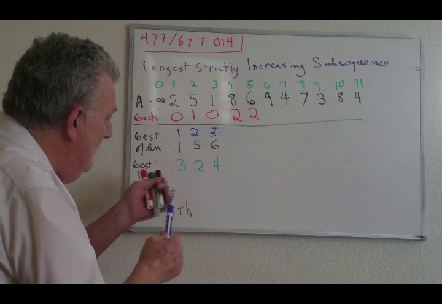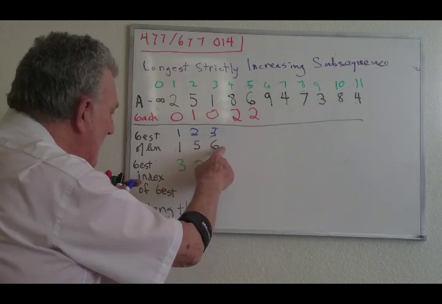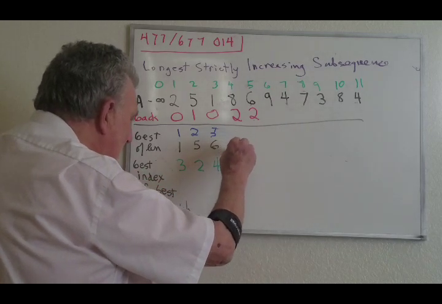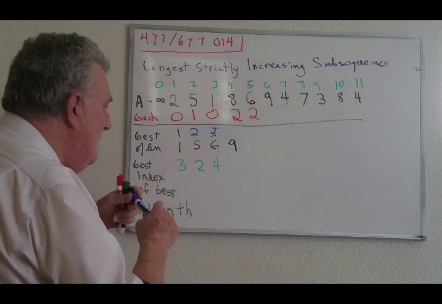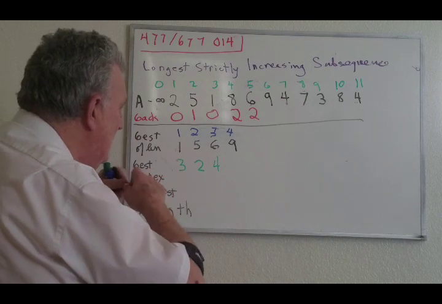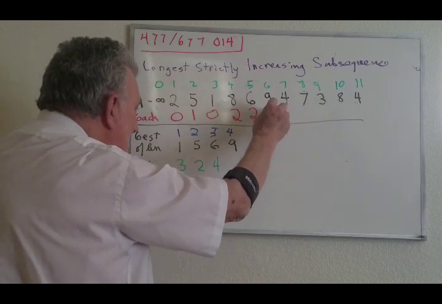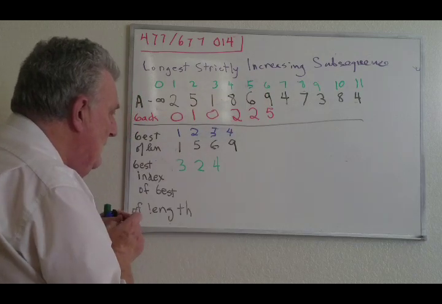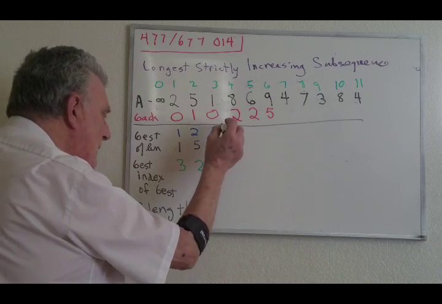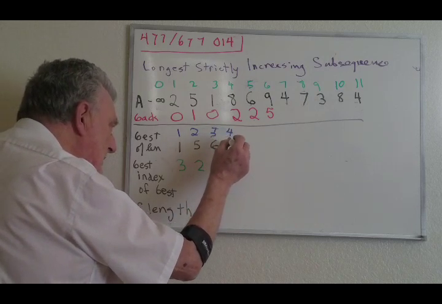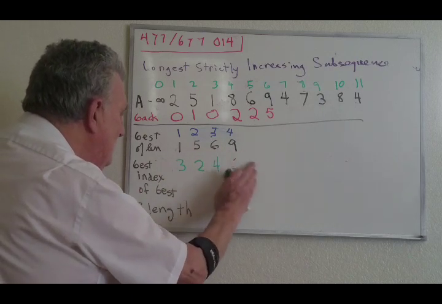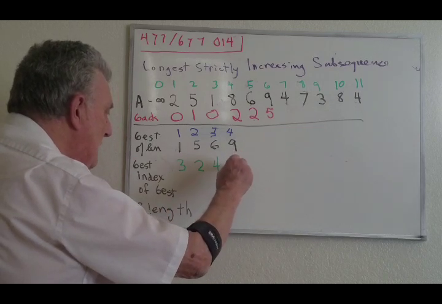when we go to 9, we're going to look for a number that is less than 9, and the first number is 6. That gives us a 9, and we have a subsequence of length 4. And the back pointer for 9 is going to be 5 because it's pointing to the 6. All right, now what we have here is the best subsequence of length 4 ends in 9, and 9 is in position 6. That's what that means. 9 is in position 6.